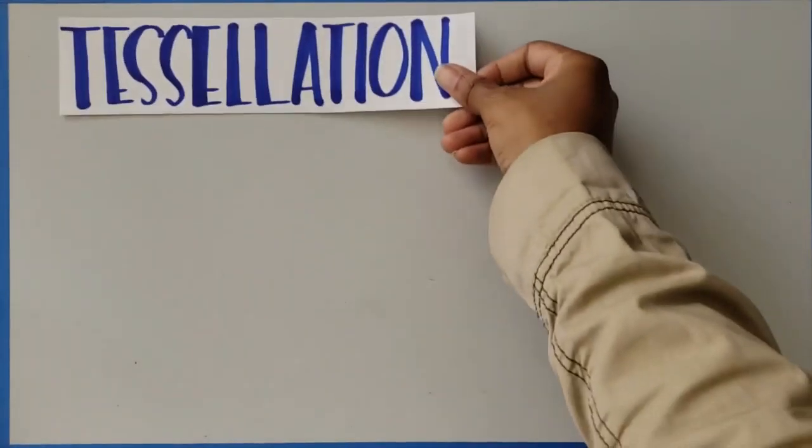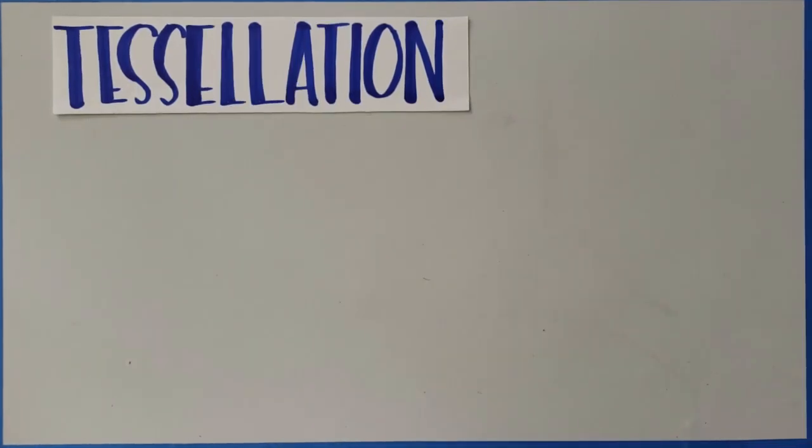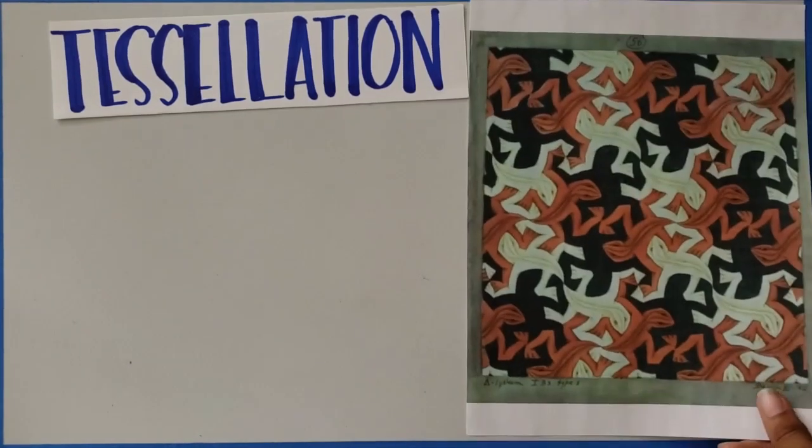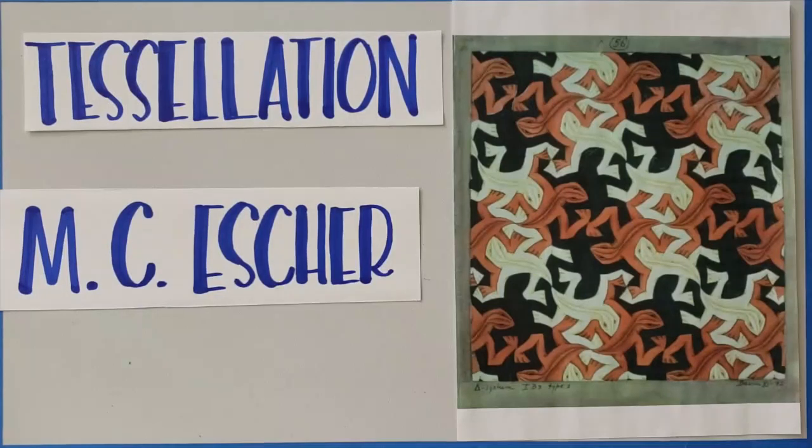Next, let's try to make a tessellation. Tessellations are tiles that fit together with no gaps and no overlapping. Here's a piece here by an artist named M.C. Escher. He was a Dutch graphic artist who created mathematically inspired art.